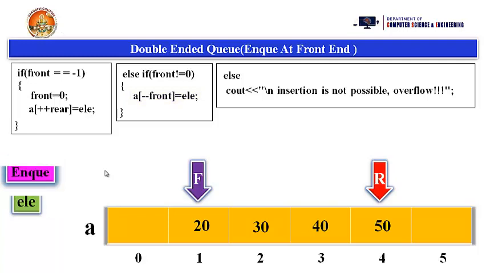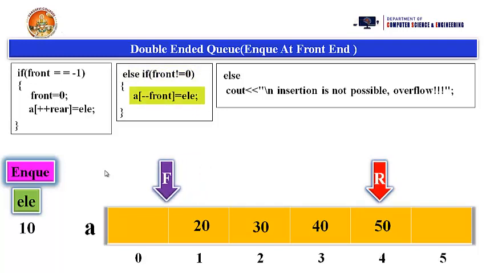Then I want to enqueue one more element, 10. Follow the code. If front equal -1, condition false, because front is pointing to the first index position. Then go to the else if part. Front not equal 0, yes, it is not equal to 0, because it is pointing to the first index position. Then follow the else if code: A of --front equal ELE. Again we decrement the front value, and at this position we insert the value 10.